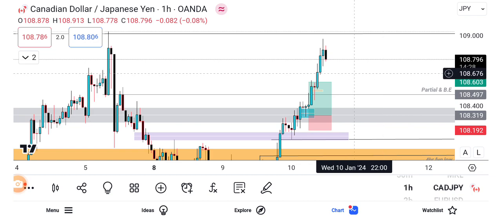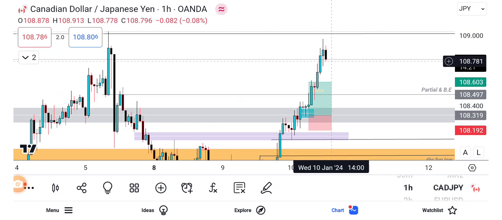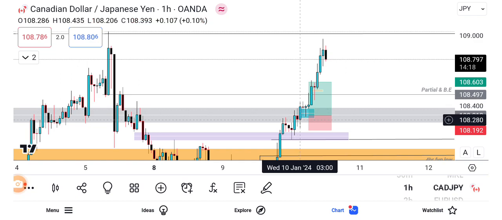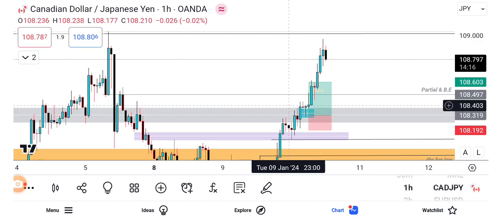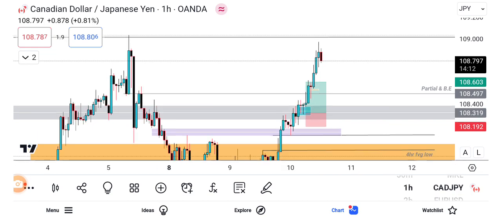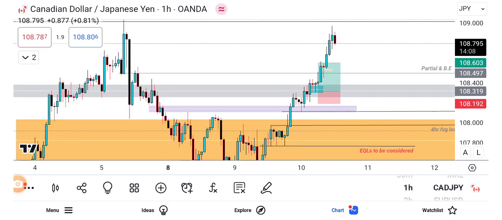So yeah, this was my trade, and it took around 4 hours to hit TP, and I'm happy. You can see the reaction inside this daily order block, which was clean, and I took this trade and managed to hit my TP. So yeah, that's my trade 1.